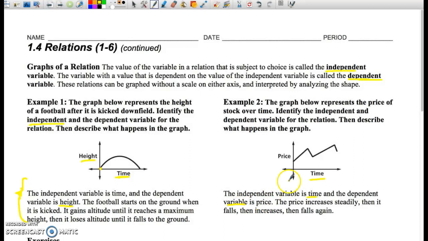If I were to describe what was happening in this graph, I would say that the price increases steadily. Notice how it doesn't start at zero. Possibly you started with an amount of money in your account and then you began investing. So it doesn't start at zero this time. The price increases steadily over time. It does fall. It then increases again, and then it falls again. Very simple description of what we're seeing happening over time.